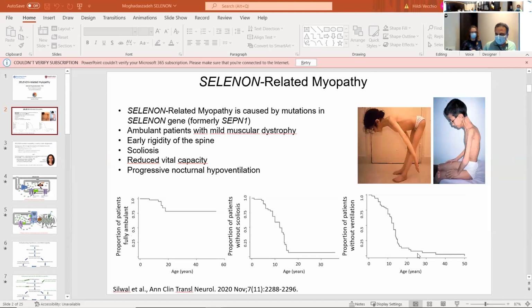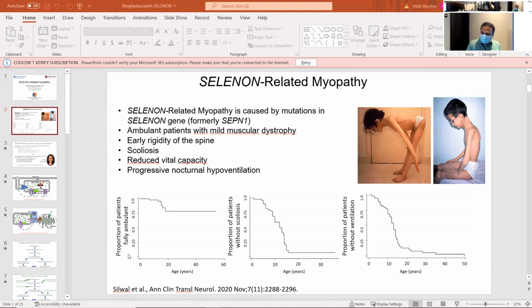Okay, perfect. So from a clinical point of view, yesterday we had several talks with other diseases like collagen 6 and LAMA2, and some of those have a cardiac involvement that was very scary for patients. So the good news for SELENON, don't have to worry about that. There is no cardiac involvement here. So from that point of view, you're fine.